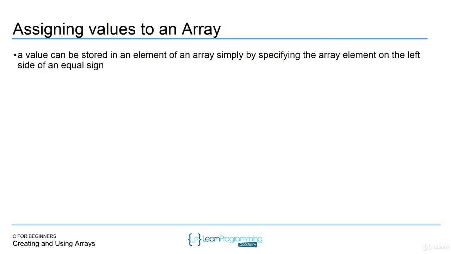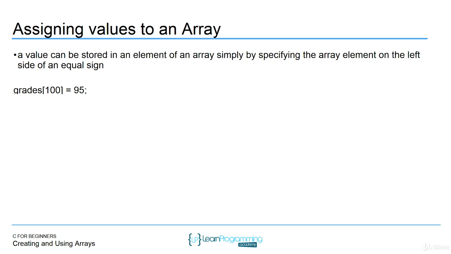If you want to write data to an array, it's very simple. You're basically just going to use the index. So a value can be stored in an array element simply by specifying the array element on the left-hand side of the equal sign, and then using the brackets to specify the element that you want to write to.